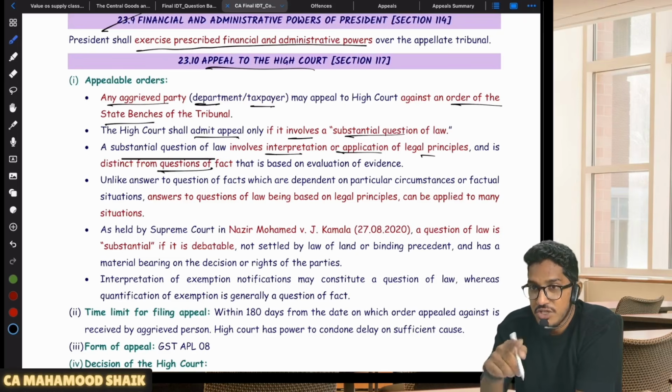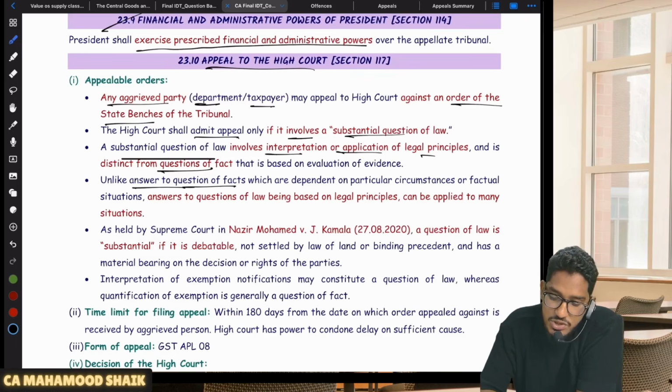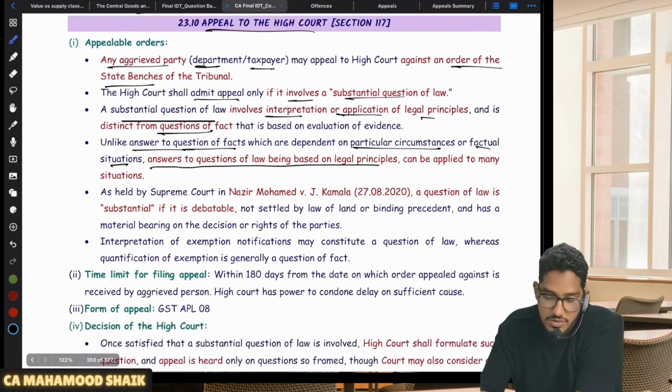Checking evidence is a question of fact. Whether a law is applicable or not, its interpretation, that is a question of law. Unlike answers to questions of fact, which are dependent on particular circumstances or factual situations, answers to questions of law are based on legal principles and they can be applied to many situations.